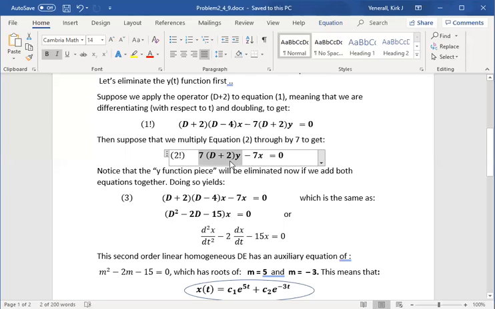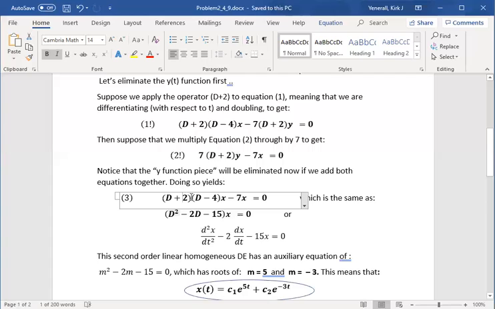And what will I be left with? Well, on the left-hand side, I'll have derivative plus 2 of derivative minus 4 of x minus 7 times x equals 0, because on the right-hand side, 0 plus 0 would give me 0. So now what I've got is a left-hand side that really says, well, if I take a derivative of a derivative, that means I've taken a second derivative.